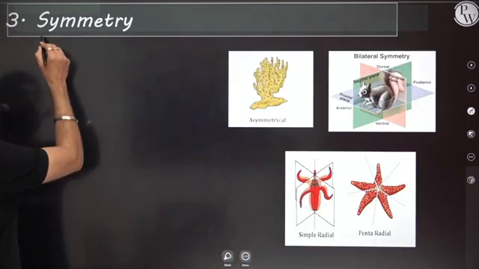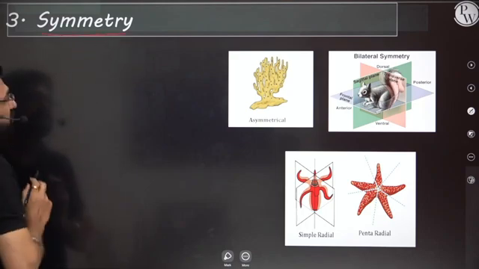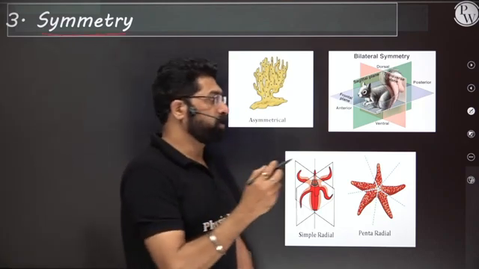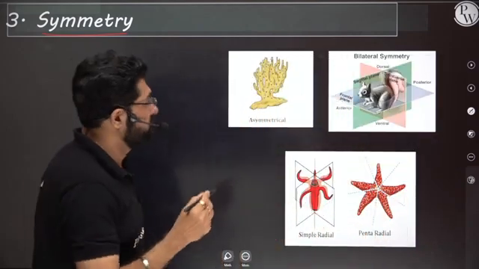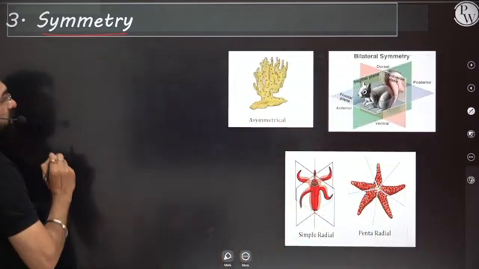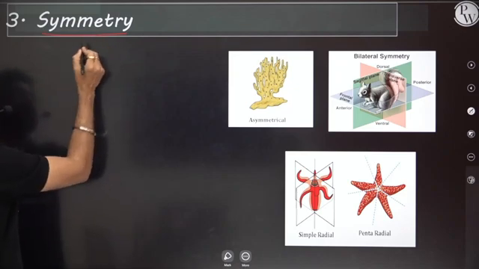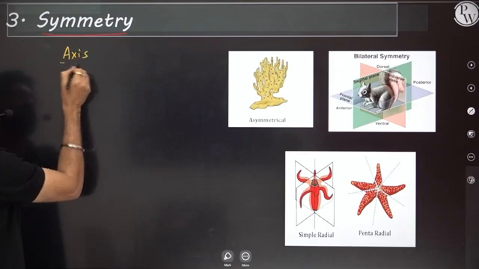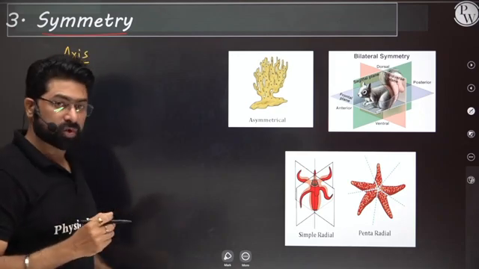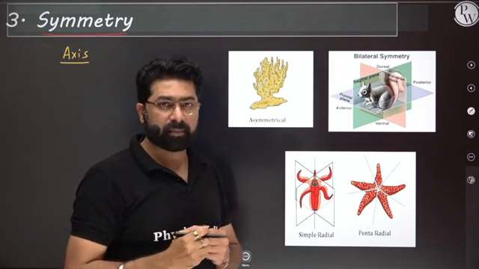The next criteria for classification is symmetry. Now, one of the most important bases of classification is symmetry. Let's see how to study this symmetry first. For studying symmetry, you should know about the axis. Some terms are there, you should know about them. So what is an axis?